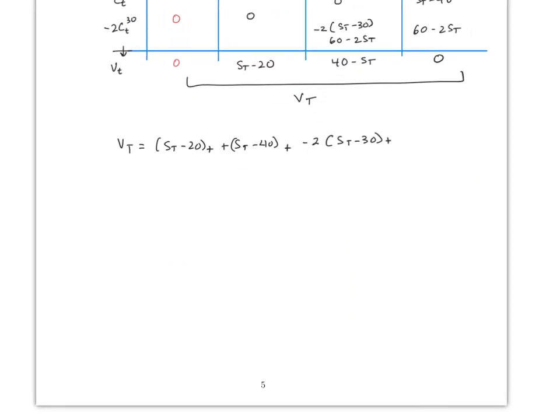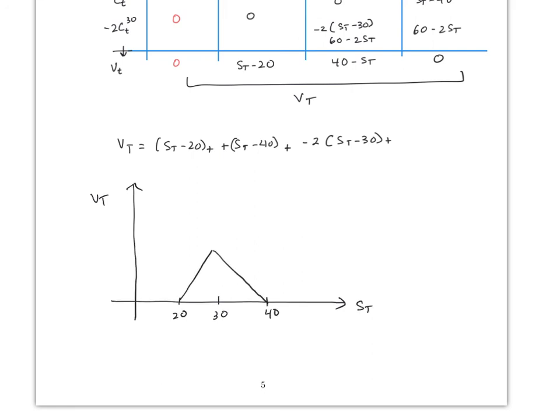If you do a graph, it looks like this. This is V_T, this is S_T. Have 30 here, 20, this 40, and the graph would look like this. Okay? So that's a butterfly spread. And that's it for chapter 5 for now.